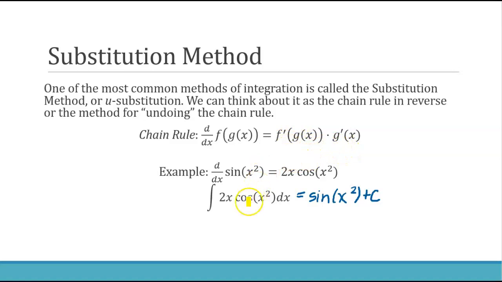What I want you to notice is that inside of the cosine function, I have x squared, and its derivative is on the outside being multiplied. There's my 2x. So I can see this inside function g of x and its derivative multiplied on the outside. I want you to keep that in mind as we attempt to apply the substitution method.